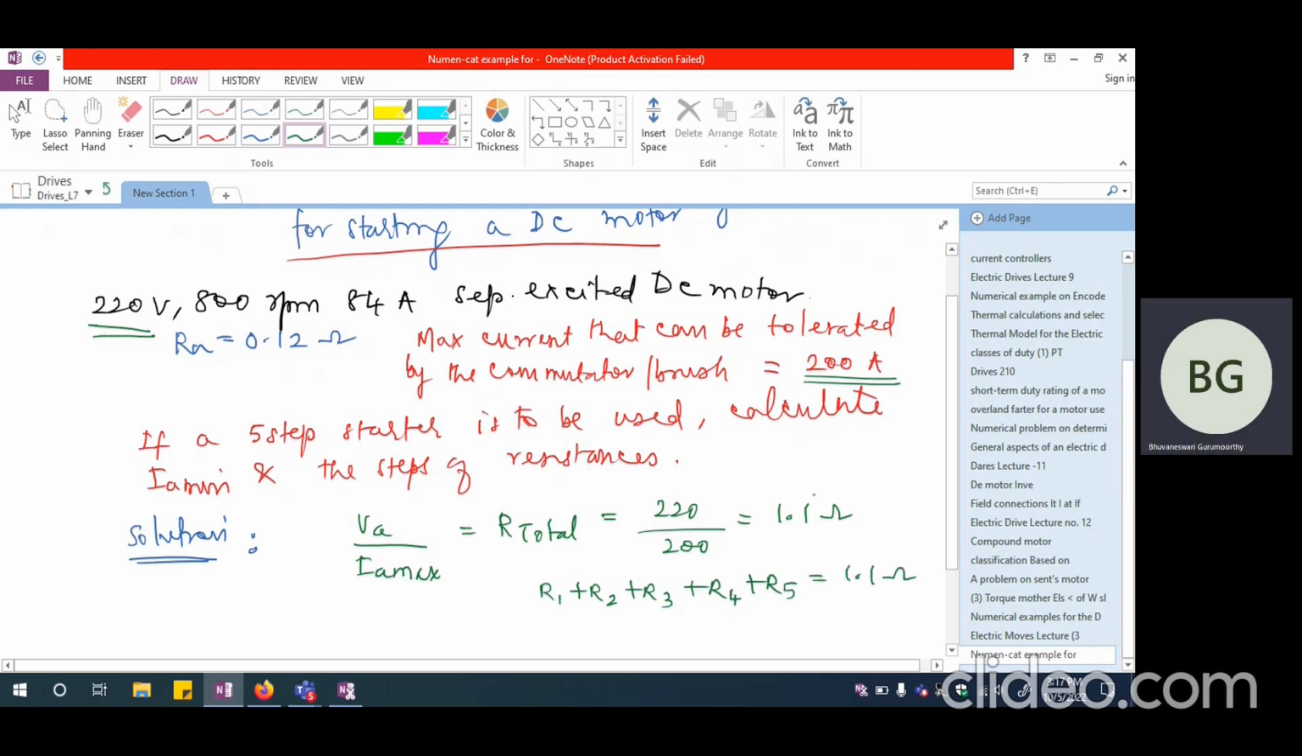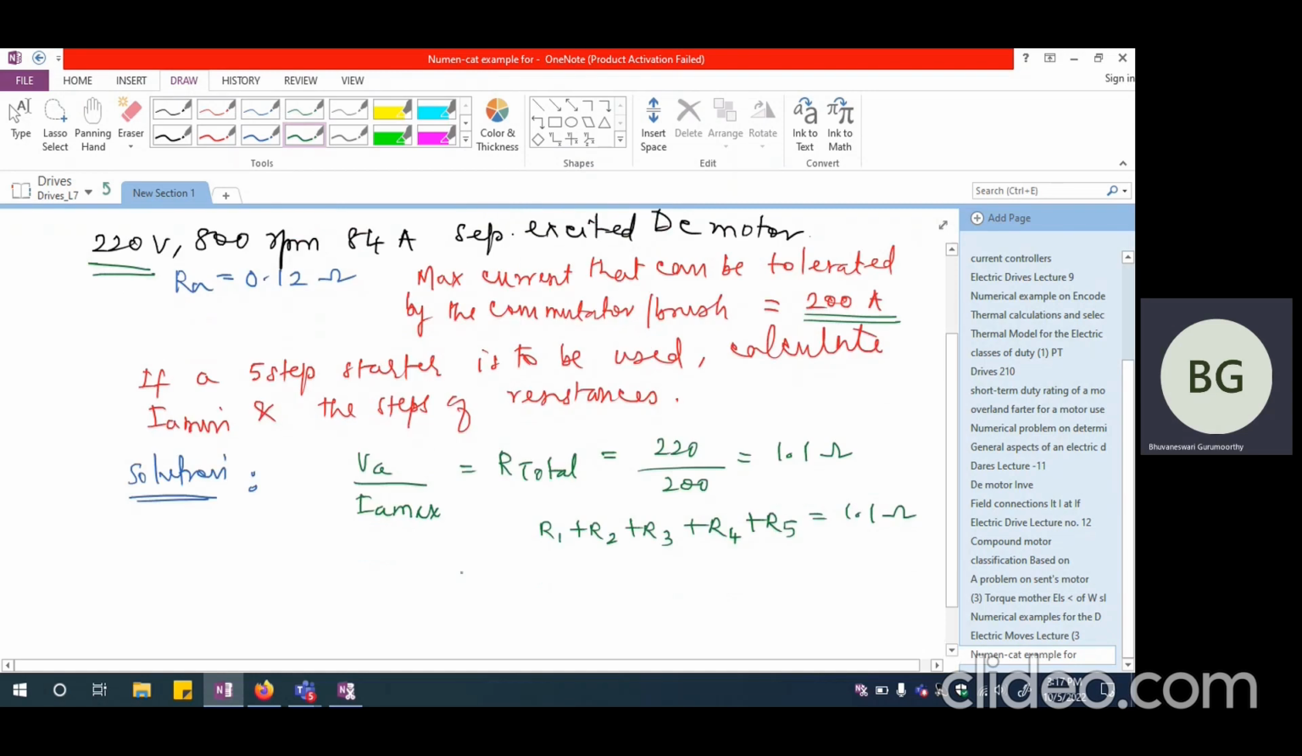Okay. Plus RA. Of course, I have to add RA as well. RA plus R1 plus R2 plus R3 plus R4 plus R5. That is 1.1 ohm. And RA is given to be 0.12. So I can say R1 plus R2 plus R3 plus R4 plus R5 is equal to 1.1 minus 0.12. So that will come out to be 0.98 ohms. So that is the total resistance that needs to be included.